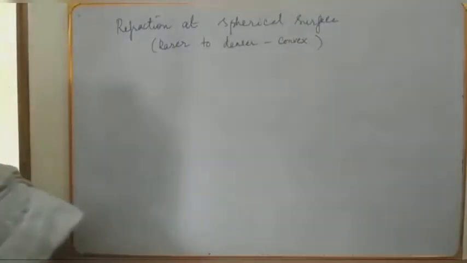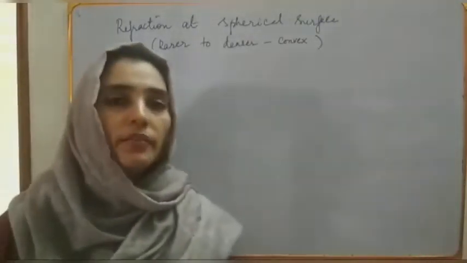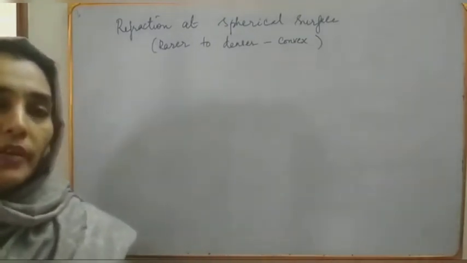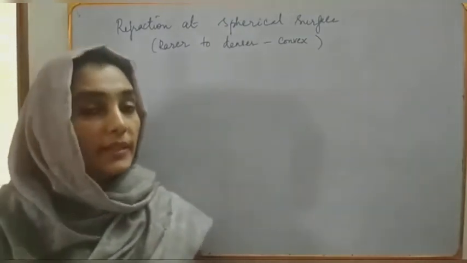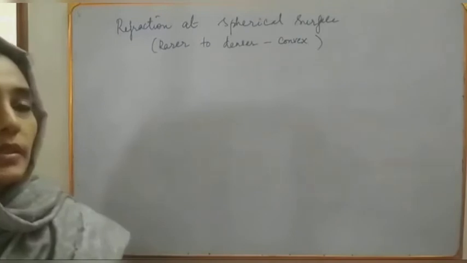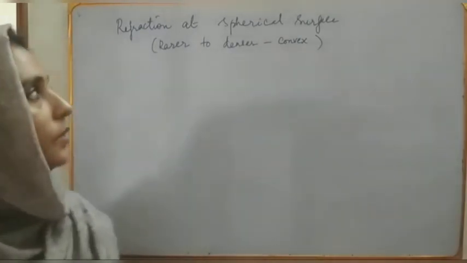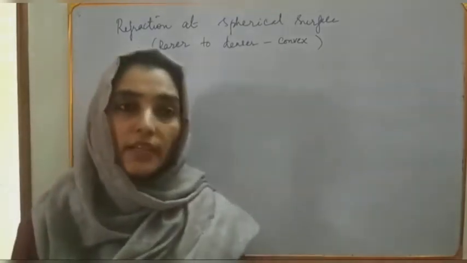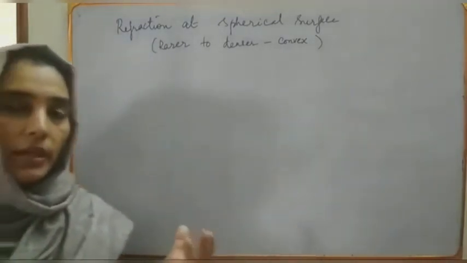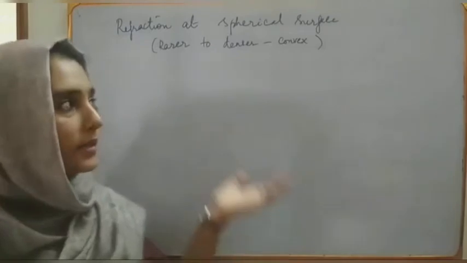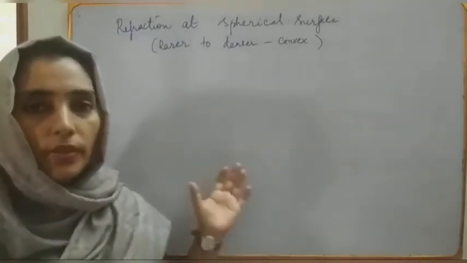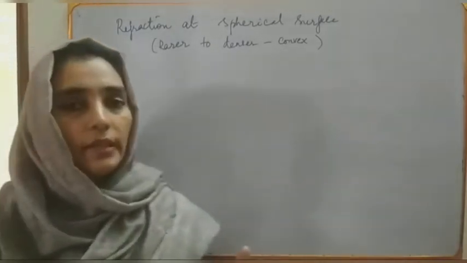So children, we are going to see refraction at spherical surfaces. So far we have seen how refraction takes place at plane surfaces like the case of a glass slab and all. Now we are going to study the refraction at spherical surfaces. This is a very important topic and it's an important derivation also. It's a lengthy derivation, slightly lengthy.